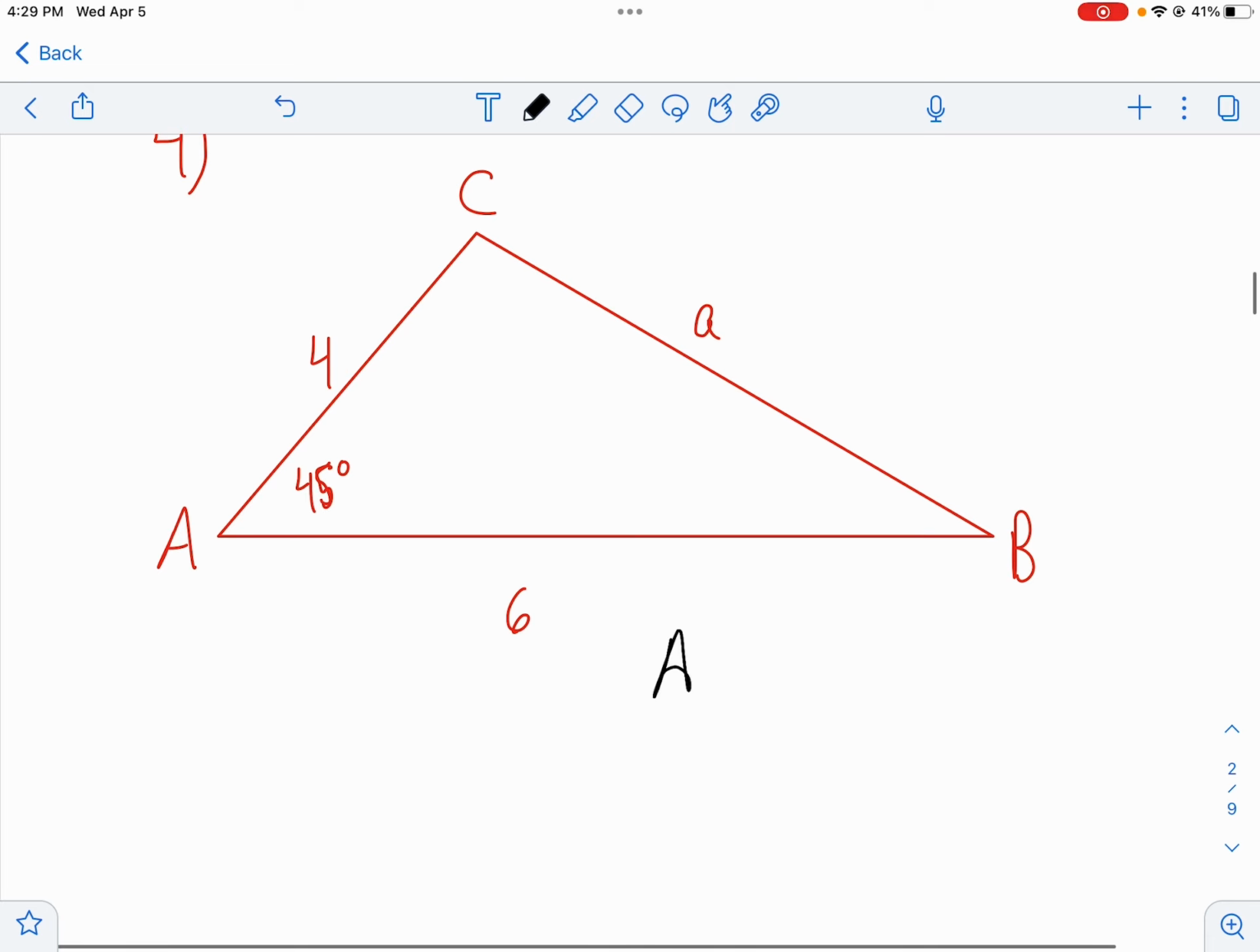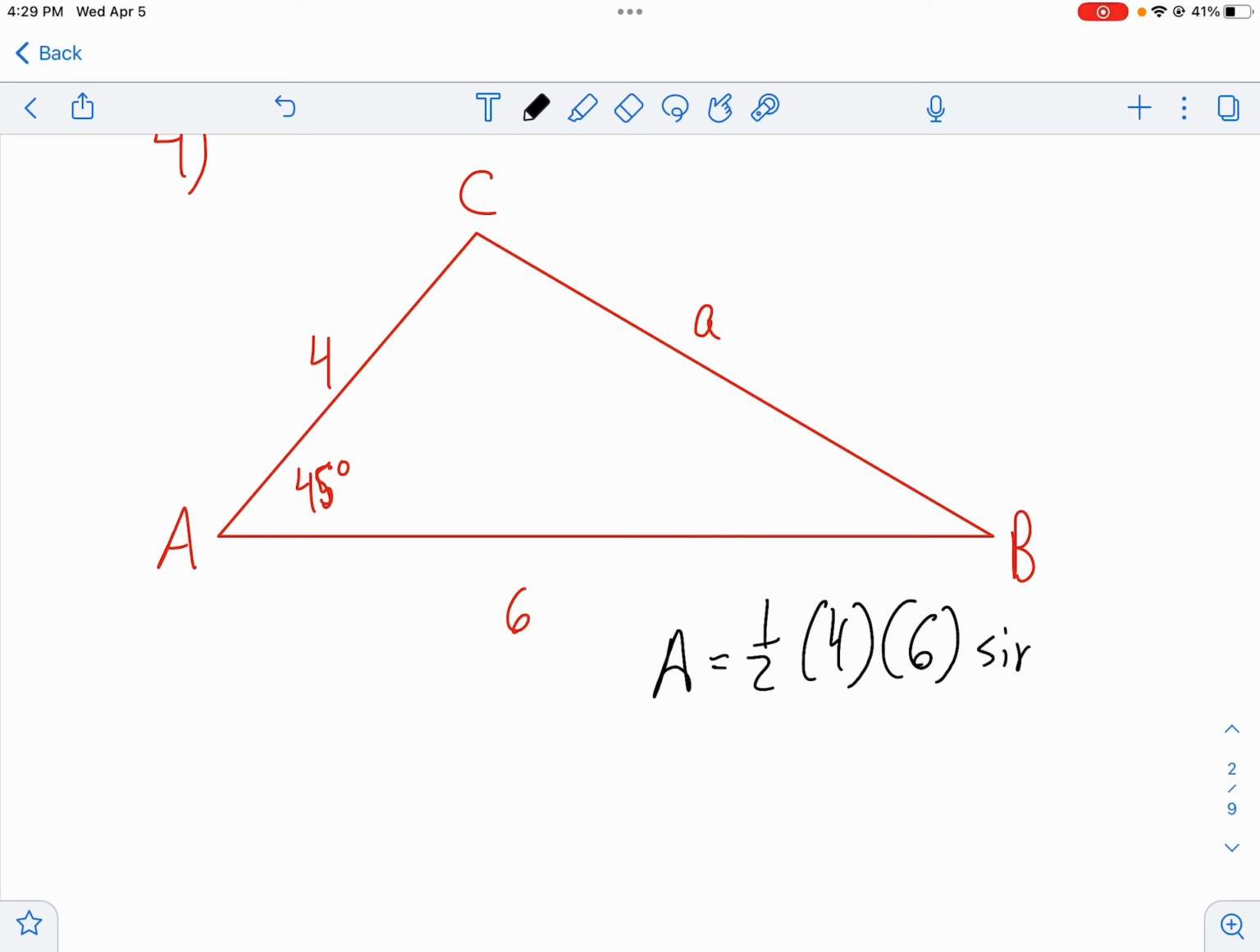Next one, number 4. This is just a 1/2 bc sine A question. So I'm going to go 4, 6, and sine of 45. 4 times 6 is 24, divided by 2 is 12, times sine of 45, which is 8.48, or 8.5.